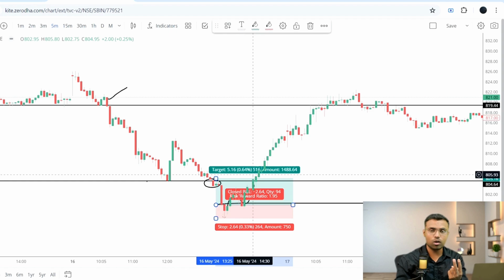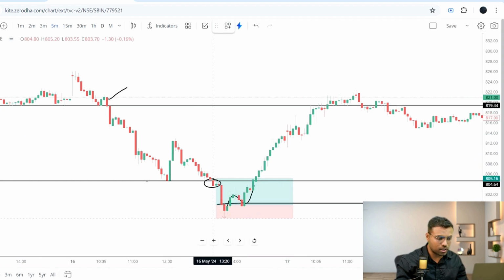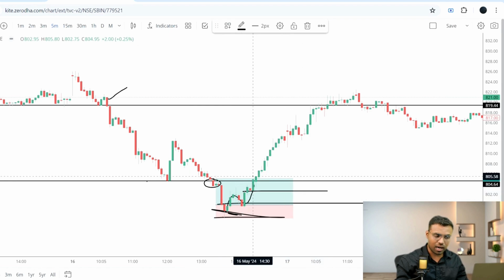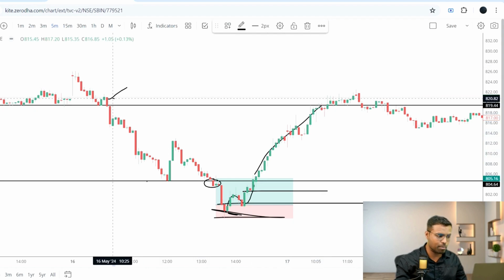What is the second thing I'll do? I'll shift my stop loss higher. My stop loss is no longer this swing low. I'll shift it to cost right now. And then I'll trail. Like we discussed previously, the target that these kind of rallies give is to the point where they find a previous swing break candle.